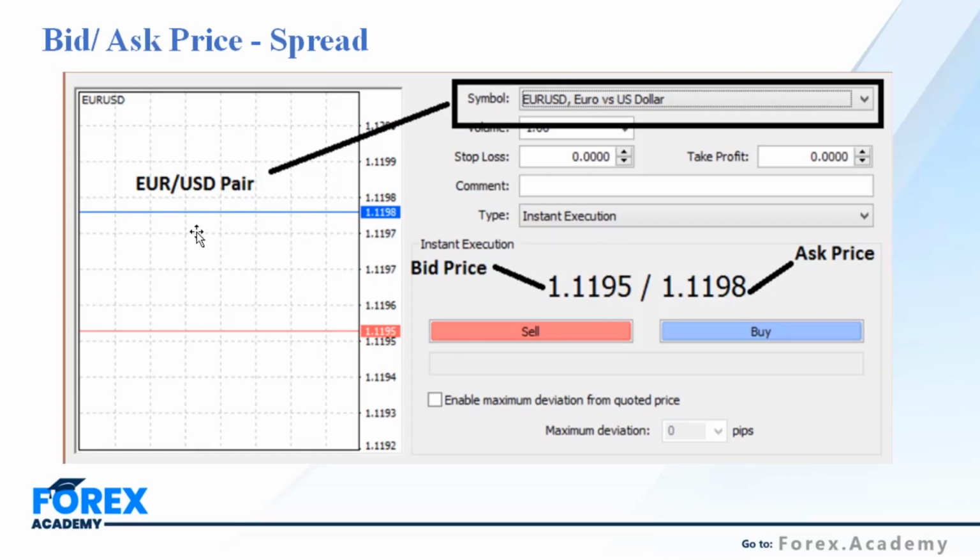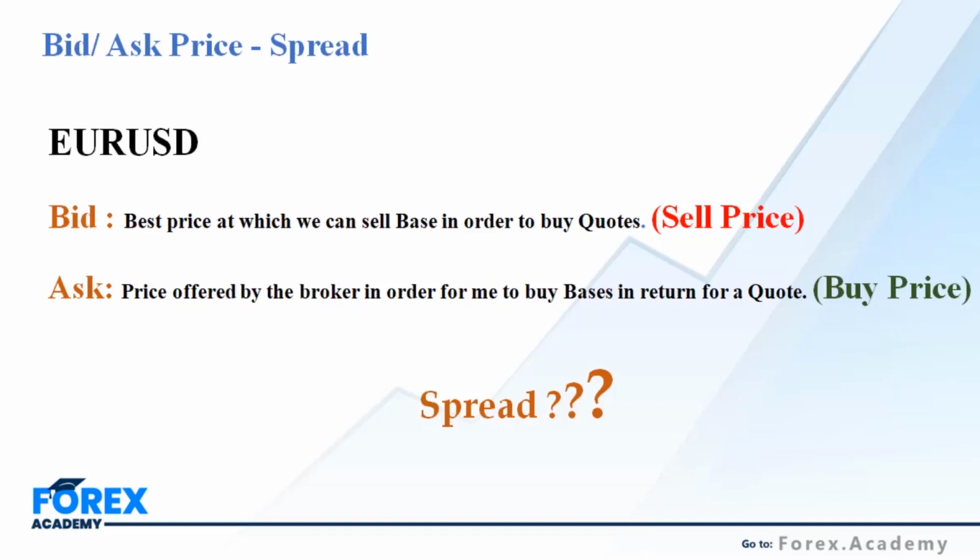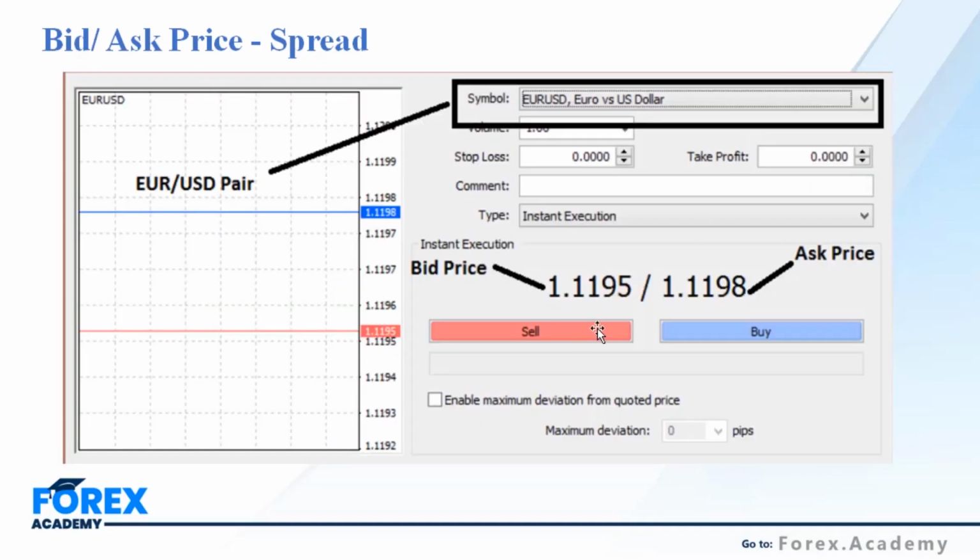Here the symbol is Euro USD, and the first price is the bid price, and the second price is the ask price, which means that the bid price is the selling price and the ask price is the buying price, as we spoke about. The difference between both of them is the spread. For example, the buy minus sell price is the spread. For example, 1.1128 minus 1.1195, which is 3, which means that there is a spread of 3 pips.